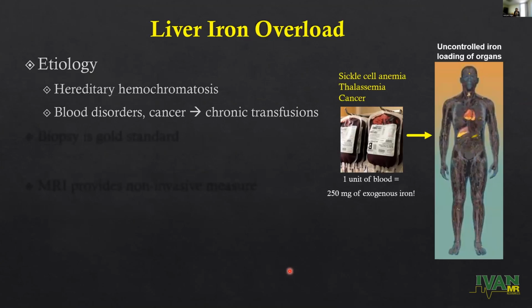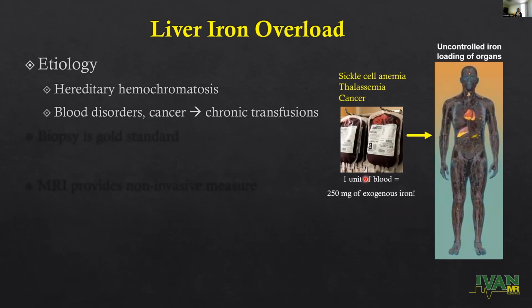Liver iron overload is a problem in patients with hereditary hemochromatosis, where they absorb too much dietary iron and end up with iron overload. The liver is the primary organ for storing excess iron, and it also plays a main role in iron homeostasis. Iron overload can also be acquired in patients with blood disorders and cancer who receive chronic blood transfusion.